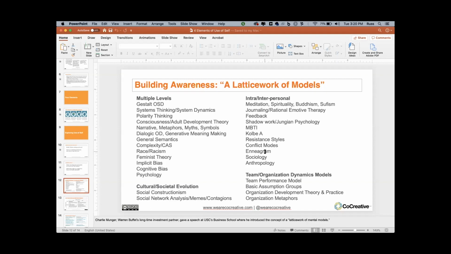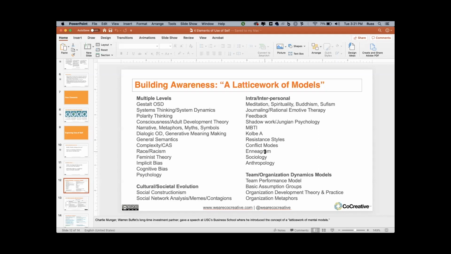In the deck that you'll find here, oddly enough, I'm going to quote the work of Charlie Munger, who is a close compatriot of Warren Buffett, the very successful investor. Charlie Munger has a concept he calls a lattice work of models. Basically, to understand any situation or challenge, he has a collection of, I think it's 70 or so models, and he filters his observations through these different models to try to make sense of what's going on. At Co-Creative, we've drawn on some of these different models that are on the screen here. But in terms of building awareness, it really helps to have a variety of lenses through which we can look at any given situation.